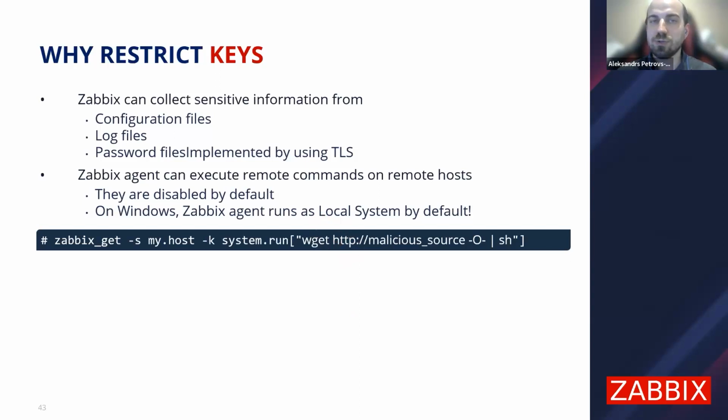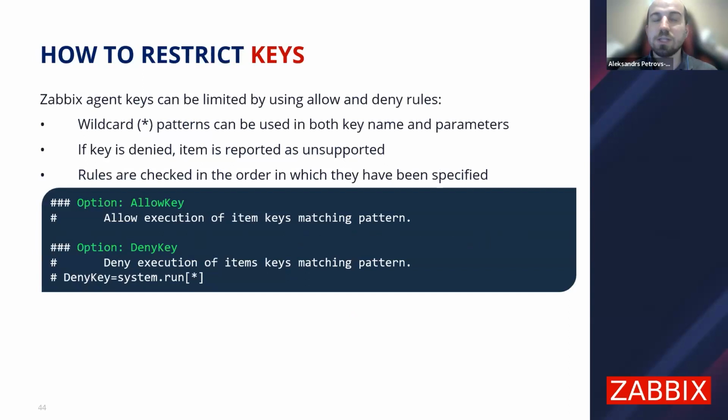So how can you restrict what agent can do? It's really simple. There are now two parameters in the agent configuration files, which are called allow key and deny key, and the name explains what exactly they're responsible for. So allow key allows you to specify what is allowed, what remote commands, what data collections, what keys. And deny key, of course, allows you to specify what is denied. So what kind of checks are not allowed to be executed or what kind of commands.